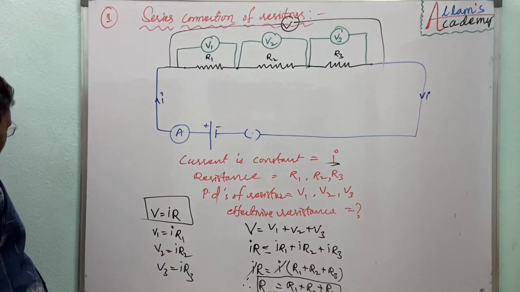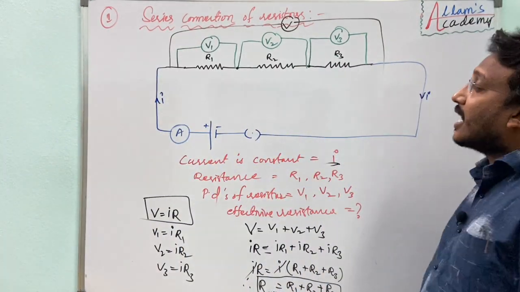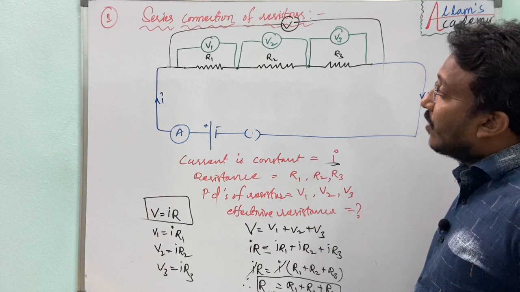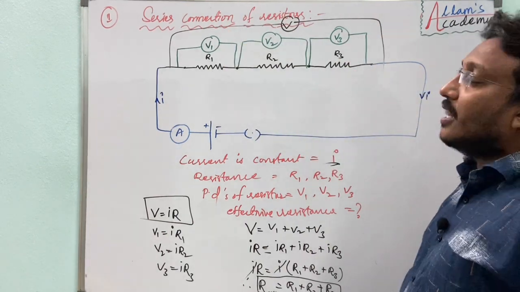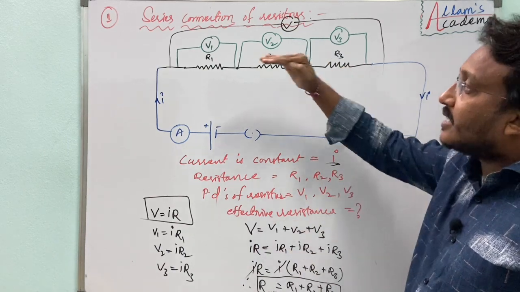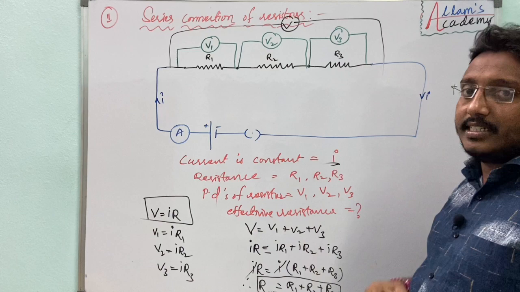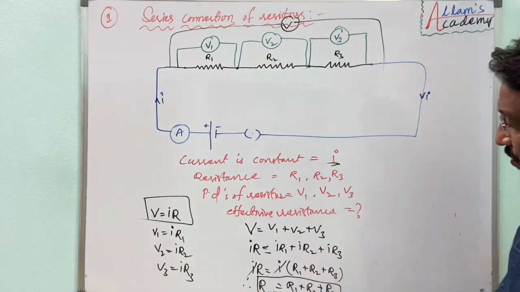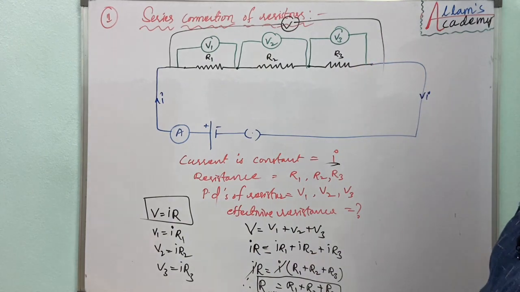This is called effective resistance. So that means the effective total resistance of the series connection is equal to the sum of all three resistors. This is the way we can find the resistance of a circuit.